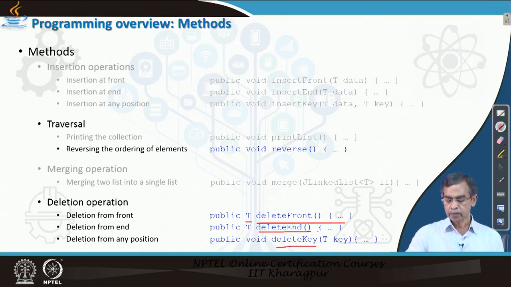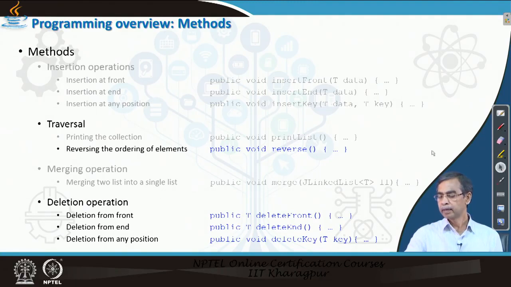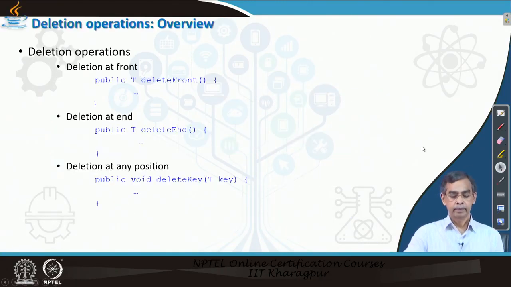And finally, we will discuss delete at any position given a key as an argument, that means which element you want to delete. It does not return any value, so its return type is void. So, these are the three methods related to the deletion operation that will be covered. Now, let us discuss all three methods one by one.